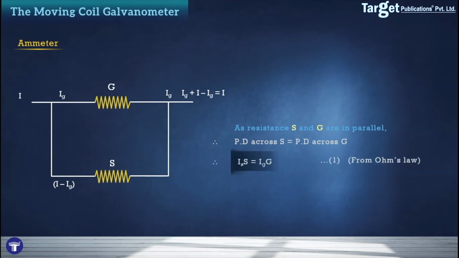And then I can say that Ig into G will be equal to Is into S, where Is is nothing but the current I minus Ig. So I get (I minus Ig) into S is equal to Ig G. From here I get the value of S, that is the value of the shunt resistance that I need. S is equal to Ig upon (I minus Ig) into capital G, where capital G of course is the resistance of the galvanometer, the internal resistance of the galvanometer.